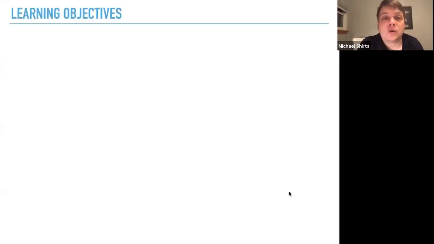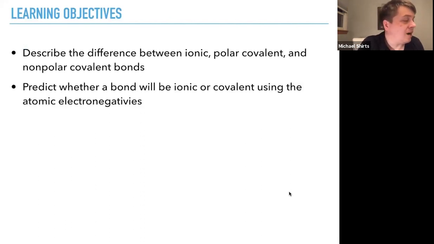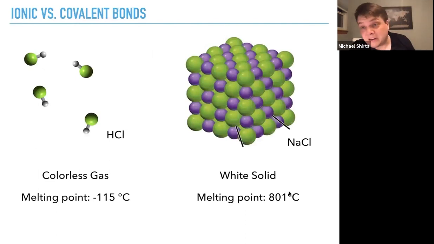So we talked about ionic compounds in the last segment. Now we're going to talk a little more about covalence and the difference between ionic and covalent interactions. So switching to the tablet, the learning objectives for this segment are going to be describing the difference between ionic, polar covalent and non-polar covalent bonds, and predicting whether a bond will be ionic or covalent using the atomic electronegativities.